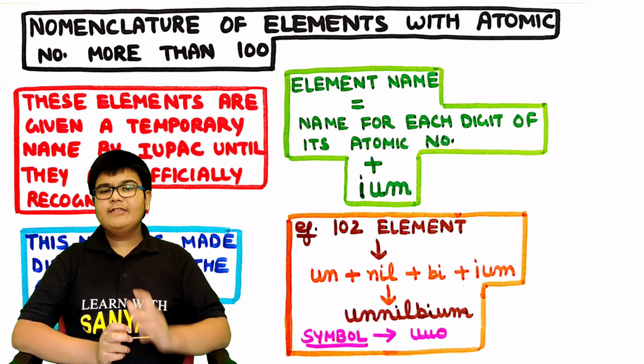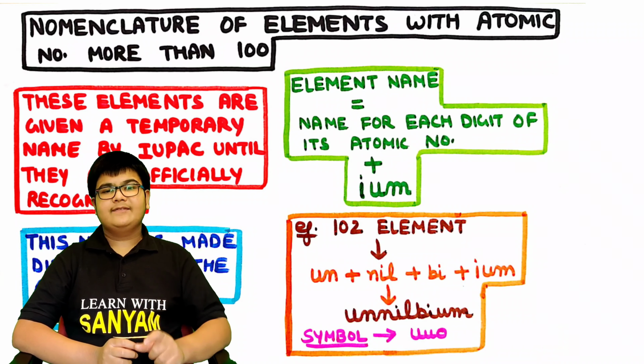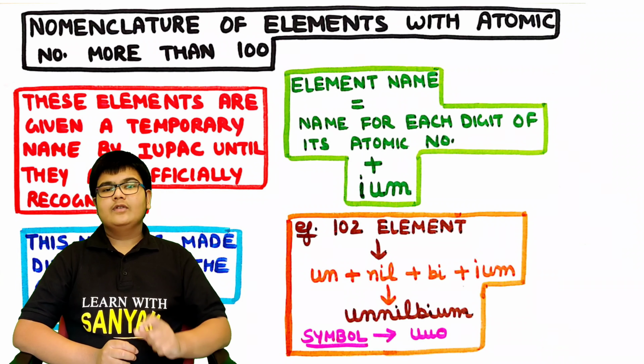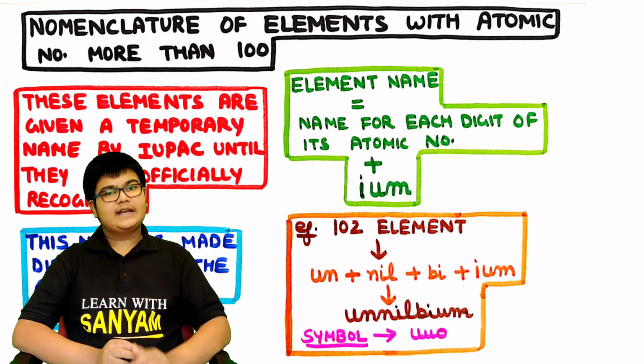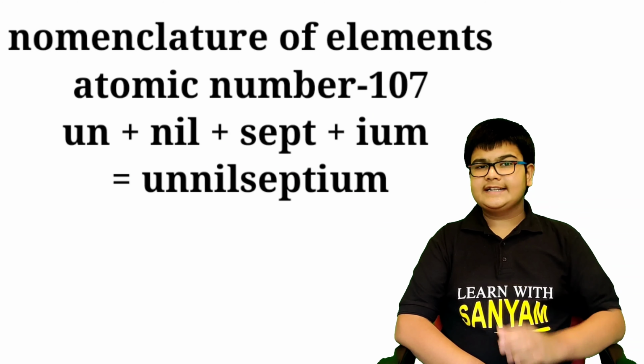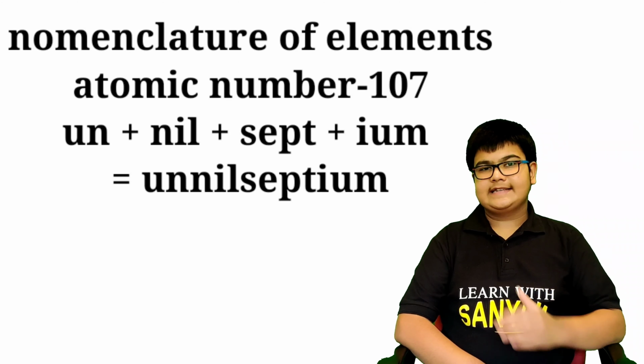Now for the symbol of the element, what we do is that we take the first letter of each digit. So the symbol of element 102 will become UNB. So let's understand nomenclature with another example.